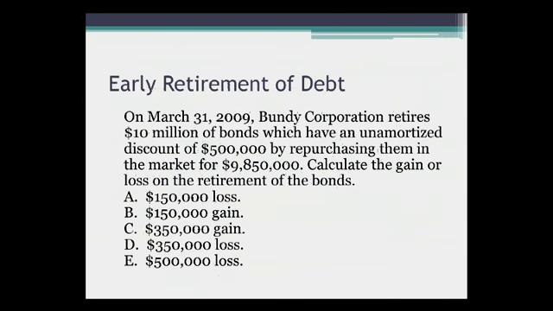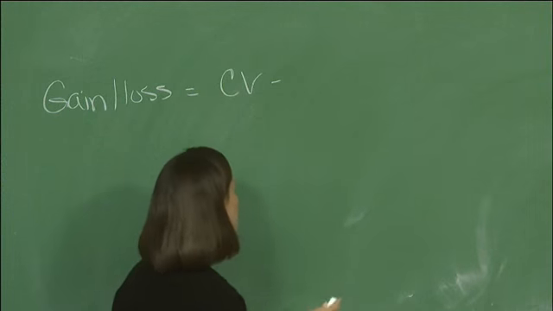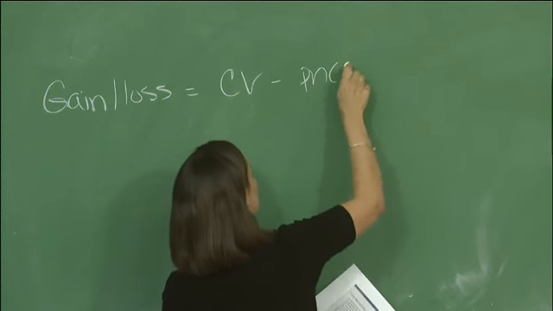Let's go through an example. This is an old exam question. On March 31st, 2009, Bundy Corporation retires $10 million of bonds, which have an unamortized discount of $500,000, by repurchasing them in the market for $9,850,000. Calculate the gain or loss on the retirement of the bonds. Remember, the gain or loss equals the carrying value minus the price paid for retirement.